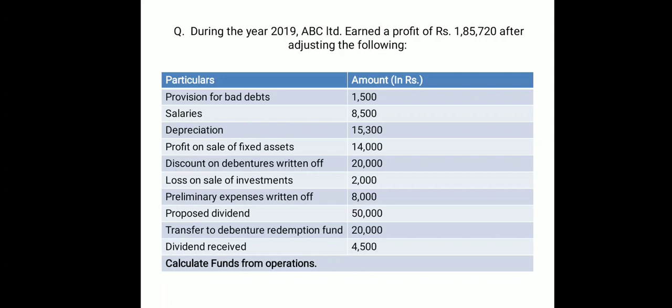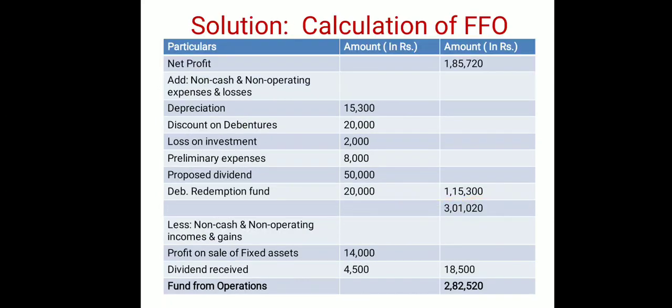And then we have transfer to debenture redemption fund, this is again non-operating, so we have to add back. And then dividend received, it is a non-operating income or gain, so we have to deduct it while calculating fund from operation. So now let's check the solution format here, very clear, particular amount in the inner column and then amount in the outer column.